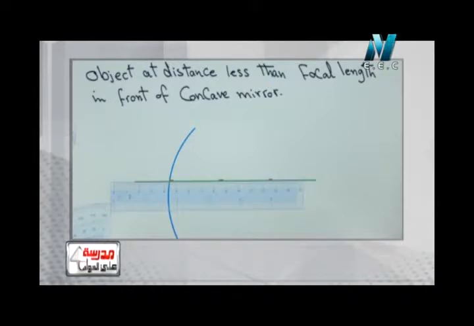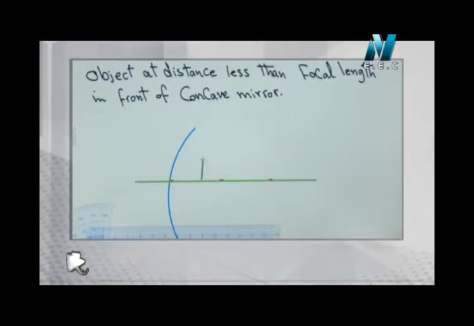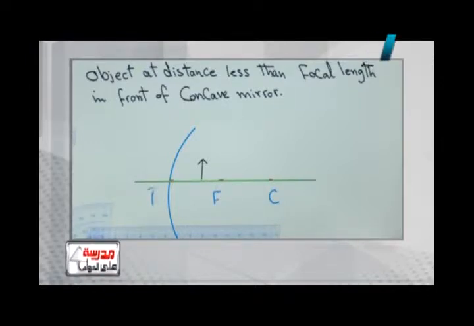Okay. Then we have to put the object, as the problem says, between what and what? Less than the focal length. Of course, less than the focal length means between the focus and the pole of the mirror, as here. We have the center of curvature, we have the focus, we have the pole of the mirror.